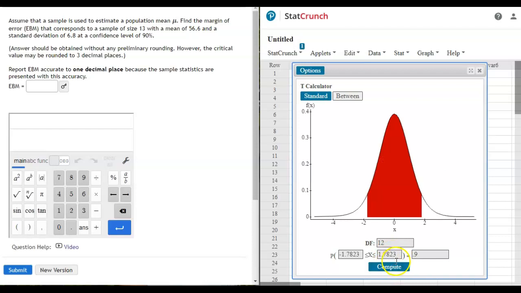Here my t critical value, or my t alpha divided by 2, is 1.7823. So I'm going to use that. Don't use the negative one, use the positive one. I'm going to use that as my critical value.